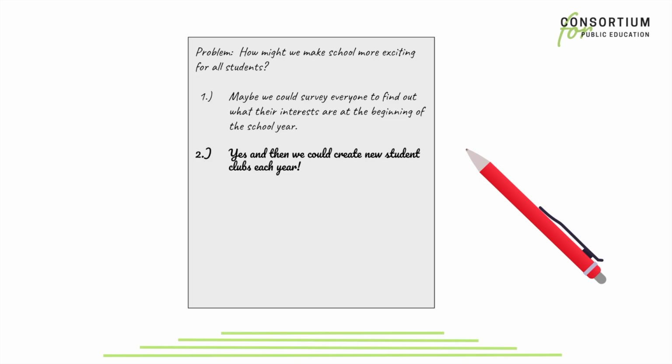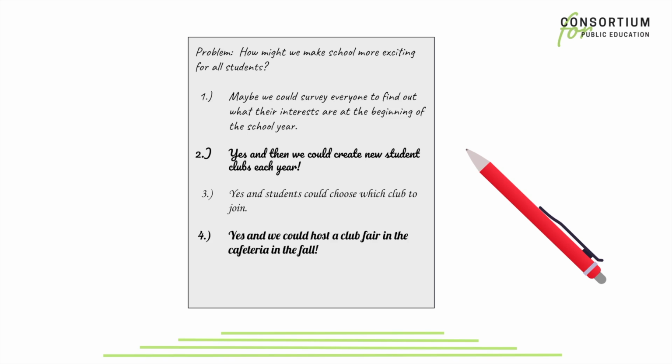And then the next person responds and says, yes, and then we could create new student clubs each year. They pass the paper, and the next person responds and says, yes, and students could choose which clubs to join. They pass again, and the next person says, yes, and we could host a club fair in a cafeteria in the fall. And then finally, the last person responds and says, yes, and we could get local businesses to sponsor. Here you can see each idea building off of the ones that came before it.